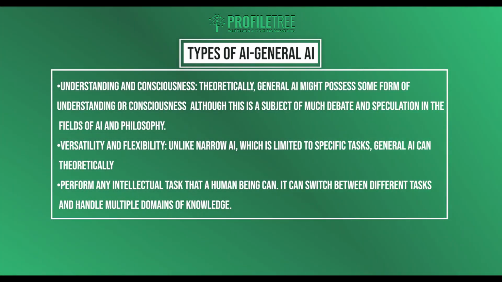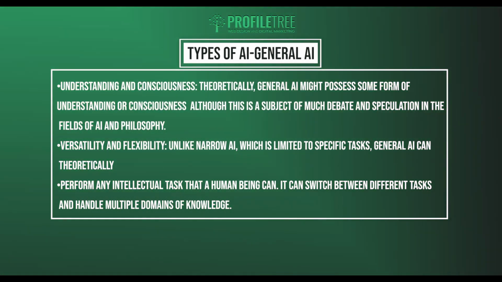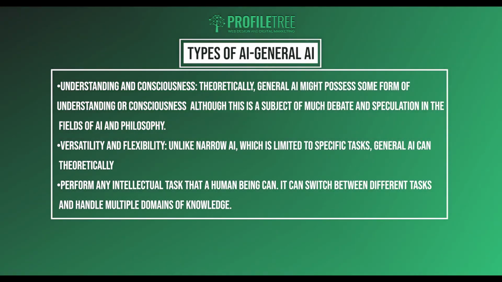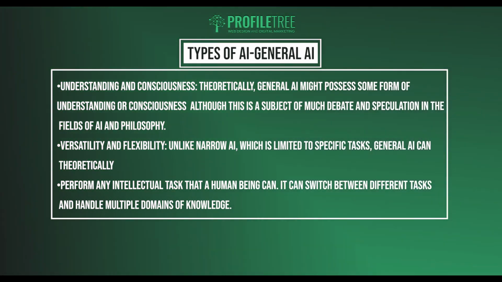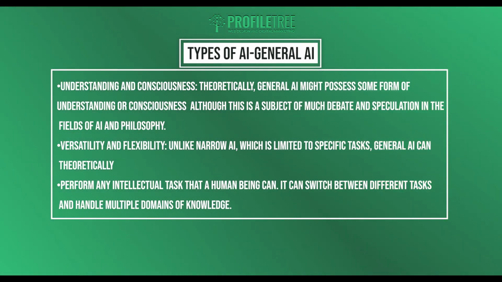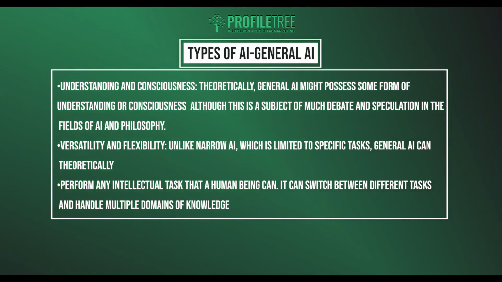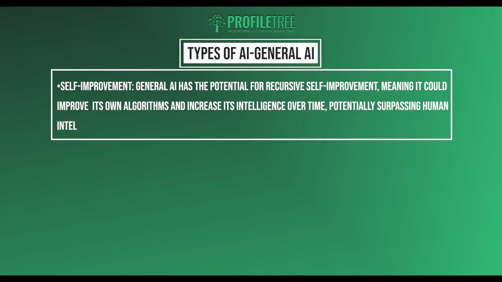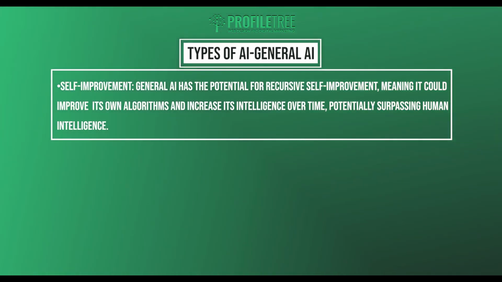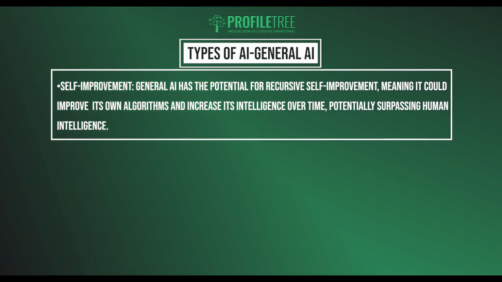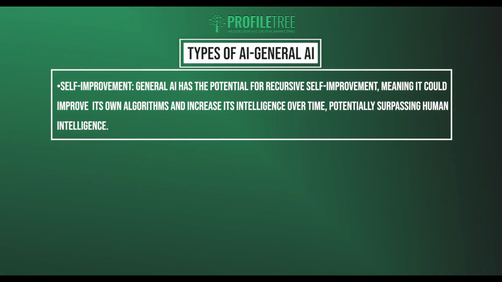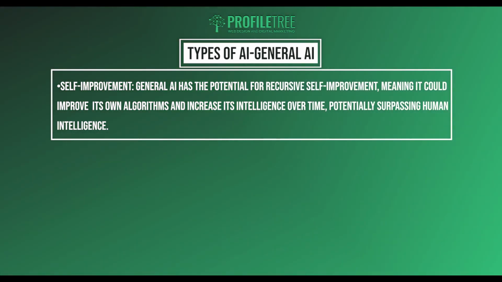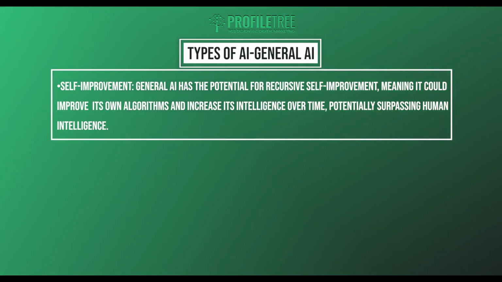It's also got versatility and flexibility. So unlike narrow AI, which is limited to specific tasks, general AI can theoretically perform any intellectual task that a human being can. It can switch between different tasks and handle multiple domains of knowledge. It's also self-improvement. So general AI has the potential for recursive improvement, meaning it could improve its own algorithms and increase its intelligence over time, potentially surpassing human intelligence. So this means that it learns from errors.